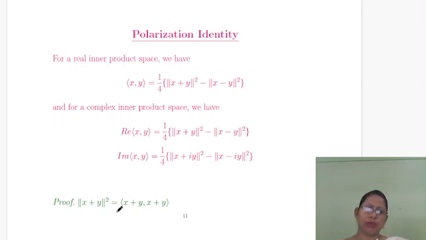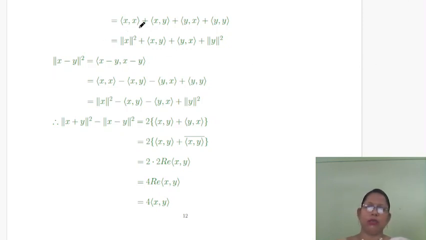Take norm of x plus y square, which is equal to the inner product of x plus y comma x plus y. On expansion, I have already explained how to expand this inner product. We will get norm of x square plus inner product of xy plus inner product of yx plus norm of y square. Again take norm of x minus y square, which is equal to the inner product of x minus y comma x minus y. On expansion and simplification, I will get norm of x square minus inner product of xy minus inner product of yx plus norm of y square.